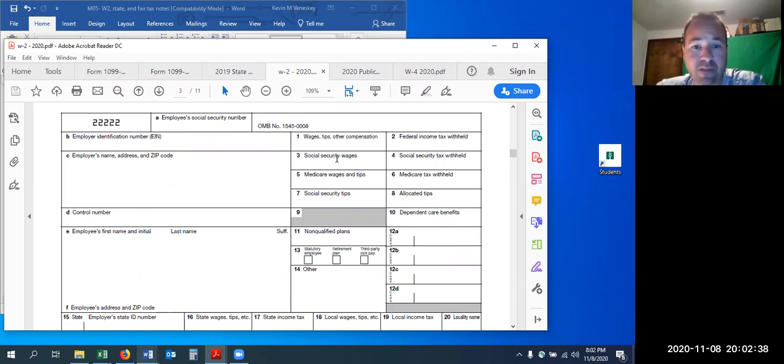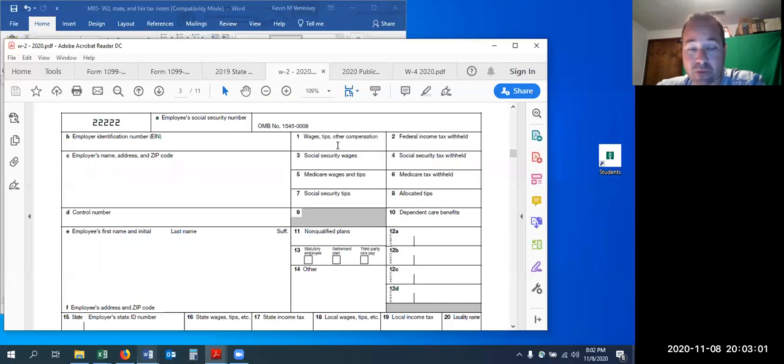Box 3 and box 5 will be the same as long as you don't hit the Social Security cap. Once you hit the Social Security cap, then box 3 and 5 will be different, because box 3 will stop at the Social Security cap, which for 2020 would stop at $137,700. Medicare wages would keep right on going.